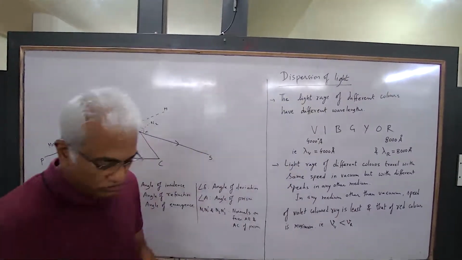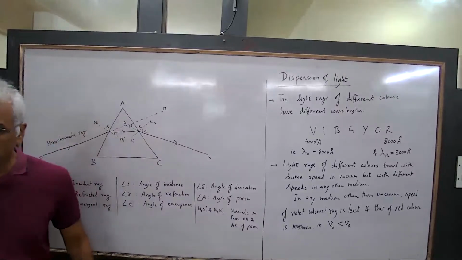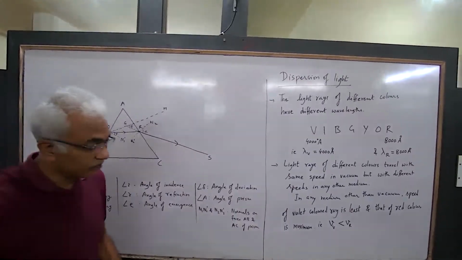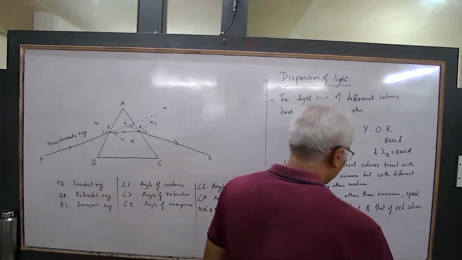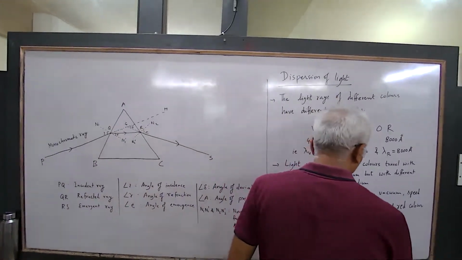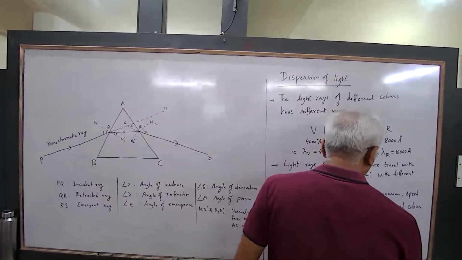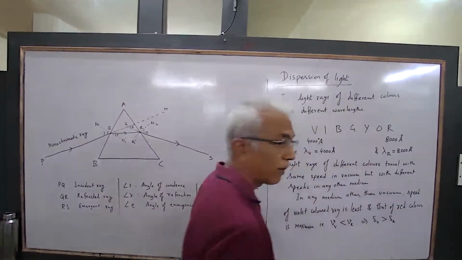So the one whose speed is slower will have more bending, correct? The ray traveling with a lesser speed will bend more. This means deviation in violet color will be more than deviation in red color.